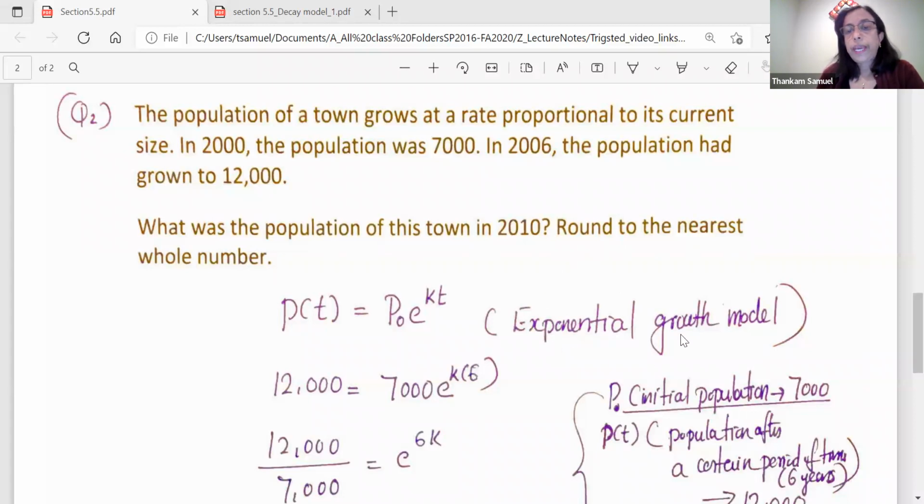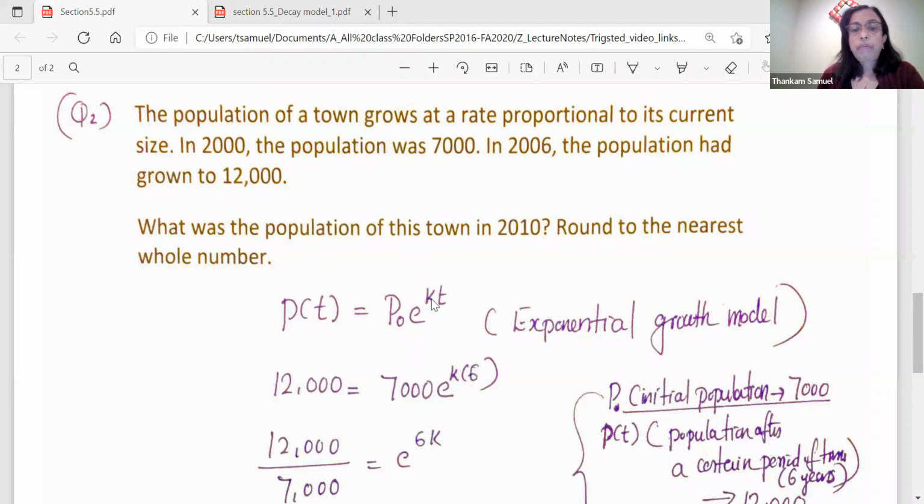So here we can use the exponential growth model, P of t equals P sub 0 e to kt. P sub 0 is the initial population, that is, we have been given the initial population as 7,000. And P of t is the population after a period of time. We are given the population after 6 years, that is in 2006, the population had grown to 12,000. So P of t is 12,000, and the time t is 6.